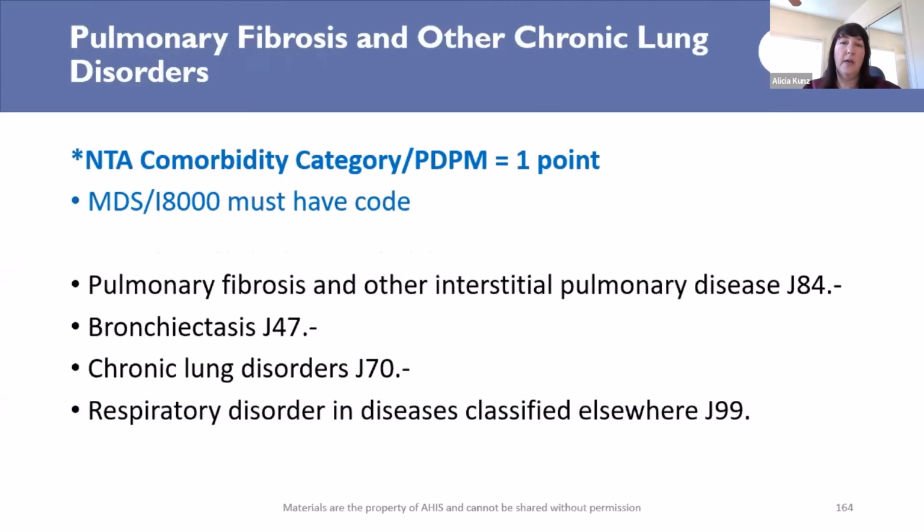Pulmonary fibrosis and other chronic lung disorders will get you 1 NTA point, and they would have to be checked off, or I should say added, to section I-8000 of your MDS. And there are some examples here of ones that would fall under that category: pulmonary fibrosis and other interstitial pulmonary diseases from category J84, bronchiectasis, chronic lung disorders, and other respiratory disorders and diseases classified elsewhere. Next.